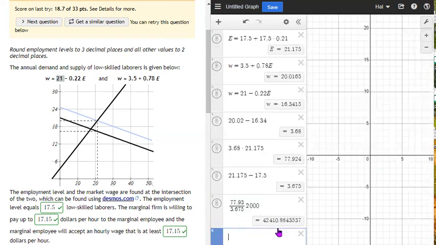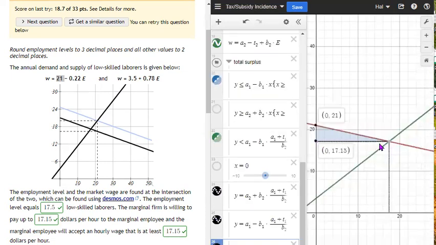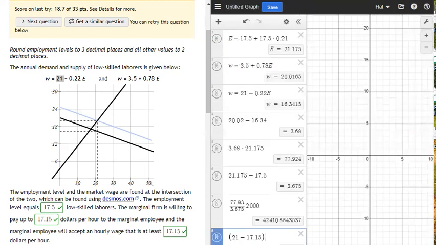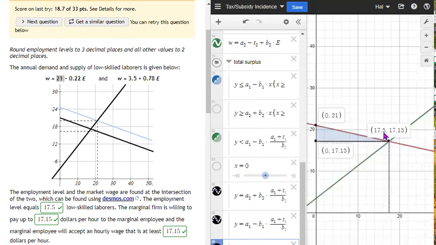So let me go to my work here. The height of the triangle is 21, right? 21 is my labor demand intercept. We're going to subtract off the initial market wage of 17.15, right? And then the width of this triangle is the 17.5 million workers, right? So this is 0, and this employment level is 17.5. So 17.5 minus 0 is 17.5, right?